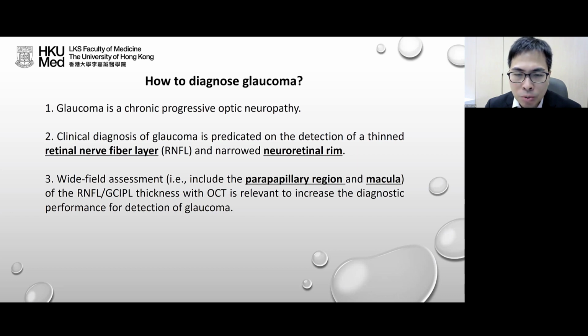Wide field means we need to include both the region around the optic disc, or parapupillary region, and the macula. We need to look at the macula and the parapupillary region to assess the retinal nerve fiber layer and ganglion cell inner plexiform layer for diagnosis or evaluation of glaucoma. We'll come back to these points during the lecture.